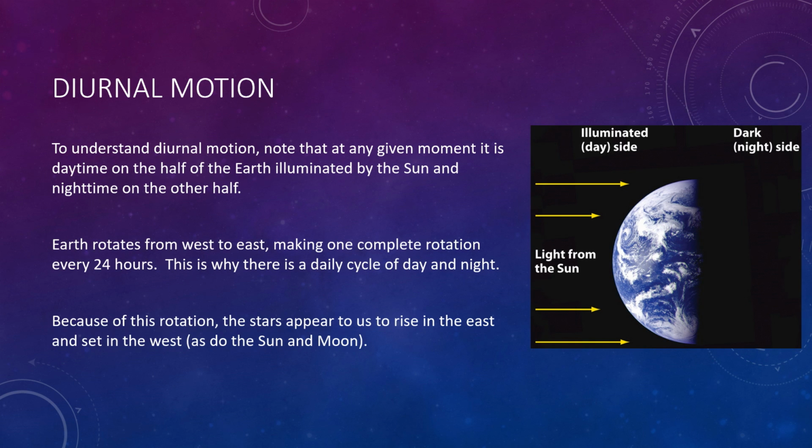This is where the day comes from. It is a daily cycle of day and night. So the Earth rotates about an axis constantly. So the sun is always illuminating half of the Earth, whereas the other half is dark.